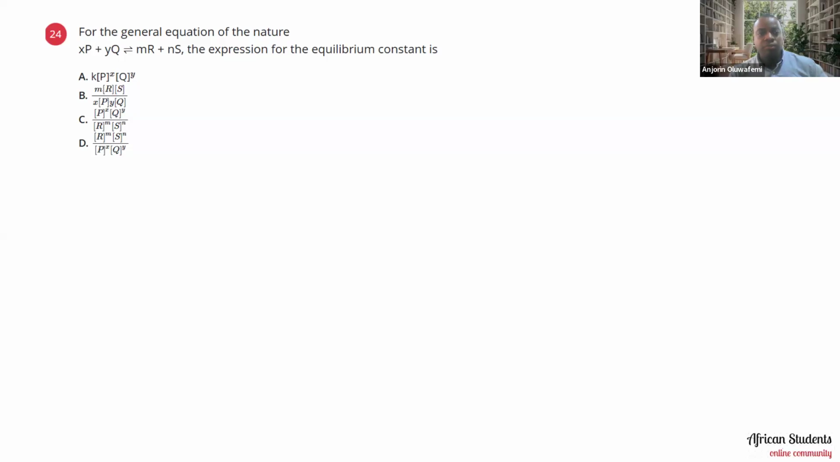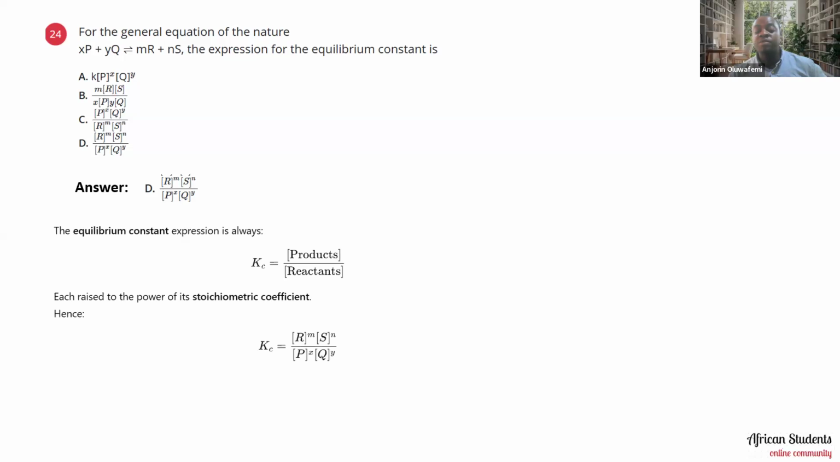Okay, so the right answer to this is option D. Now, why did we choose option D? The equilibrium constant expression is always Kc, which equals the concentration of the products over the concentration of the reactants, each raised to the power of its stoichiometric coefficient. Hence, our Kc will be equal to what? The concentration of R raised to power m, and then the concentration of S raised to power n, over P raised to power x and Q raised to power y, in that order. So let's take note of that. Very, very important.